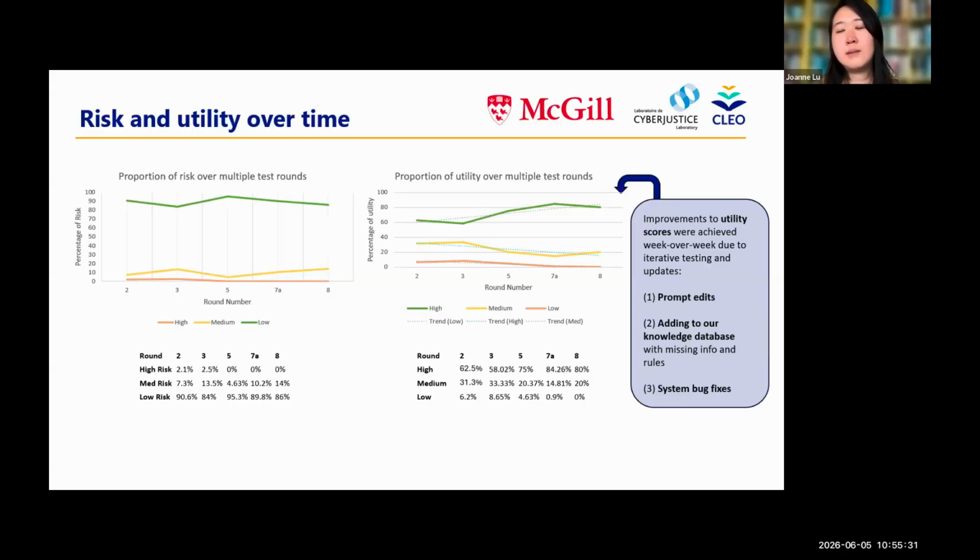Every time the students came back with feedback or they annotated chatbot answers that could be improved on, we made changes in our system, such as prompt changes to the chatbot instructions. We added to our knowledge database to fill in any gaps, and we also made system bug fixes. So over time, you can see utility going up, which was a very positive signal in terms of our testing strategy.